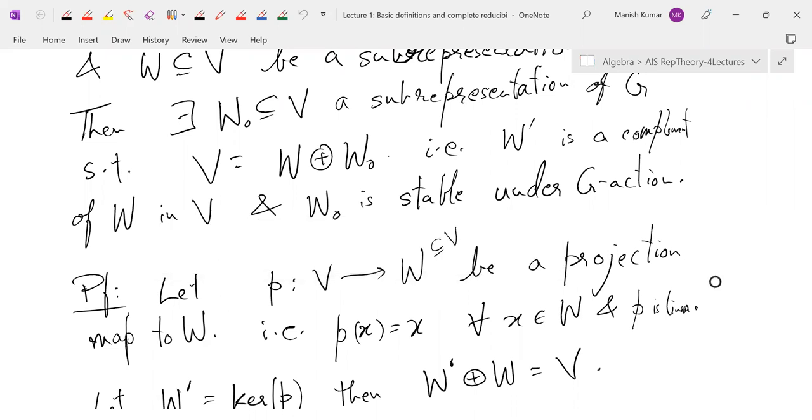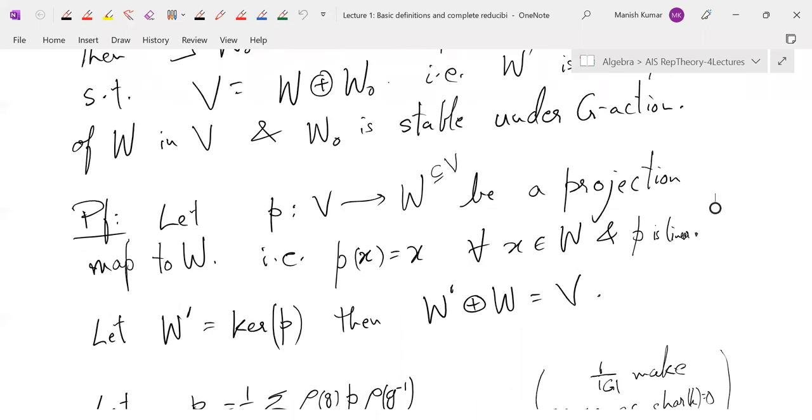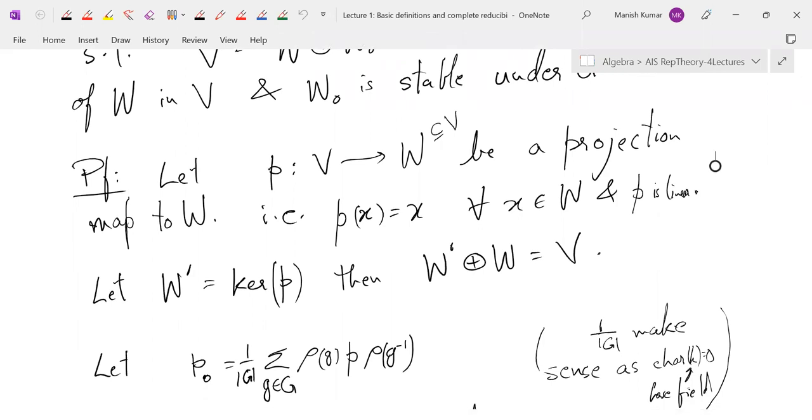You start with a basis of W, you extend it to a basis of V, and then you say that on the basis of W it's identity, and on the other pieces it's zero. So if you take W prime to be the kernel of P, then of course the basic theorem we know is that W prime plus W is the whole of V. You'll get a short exact sequence: W prime, V, W, with zero on the left and the right. That tells you that V is W prime plus W because it splits.